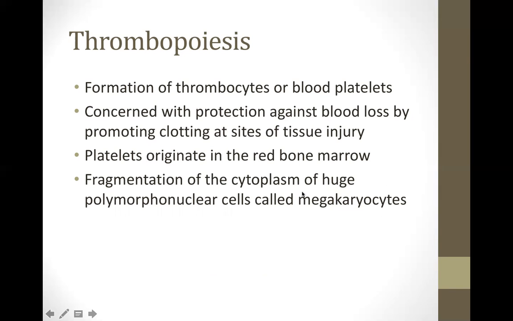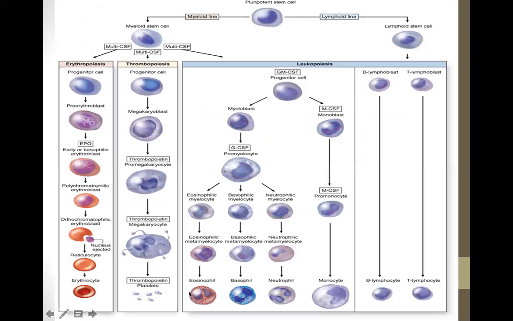Now, the polymorphonuclear megakaryocyte, pag nag-fragment ang cytoplasm na yan, magiging platelets. So, you cannot find megakaryocyte sa circulation. Kapag megakaryocyte, nag-fragment ang cytoplasm niya, platelet lang po ang pupunta sa blood circulation. Now, this is your thrombopoiesis from the megakaryoblast to promegakaryocyte and megakaryocyte.